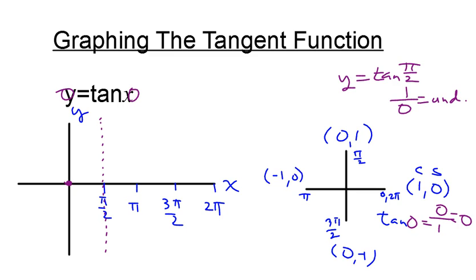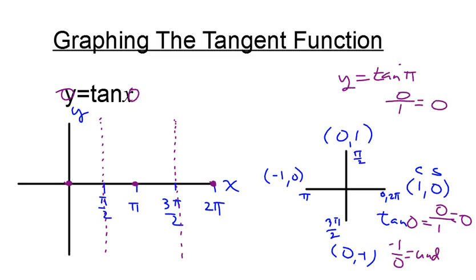At pi, the tangent of pi would be, well, sine is 0, cosine is negative 1, so 0. So when x is pi, y is 0 again. So I get another point. At 3 pi over 2, the tangent would be negative 1 over 0, so undefined again. So another vertical asymptote. And then lastly at 2 pi, well, that's got to be the same thing as 0 since it's a coterminal angle. I would have another point.